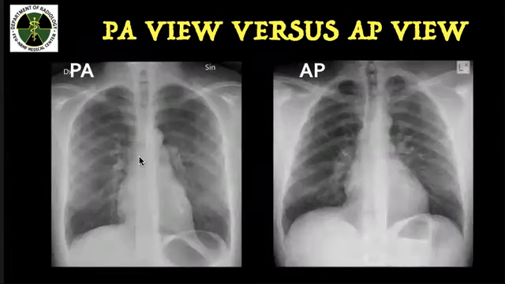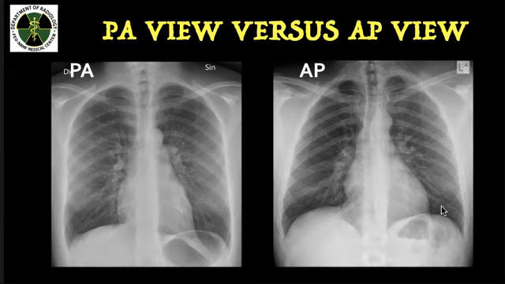So, PA versus AP view. This is how it looks. You already know the difference from your early years in med school. In AP view, there is a degree of magnification. There is winging of the scapula, as you can see here, while in PA, the scapula is usually winged out. So these are your PA and AP view chest X-rays.